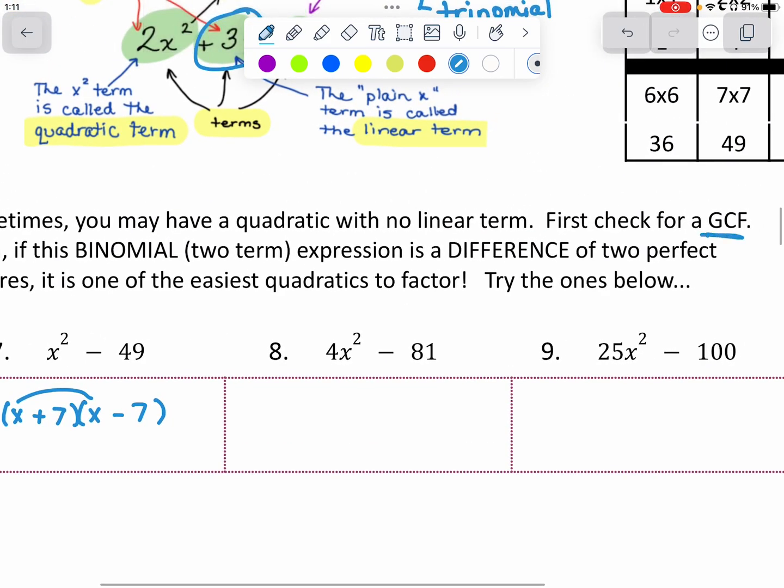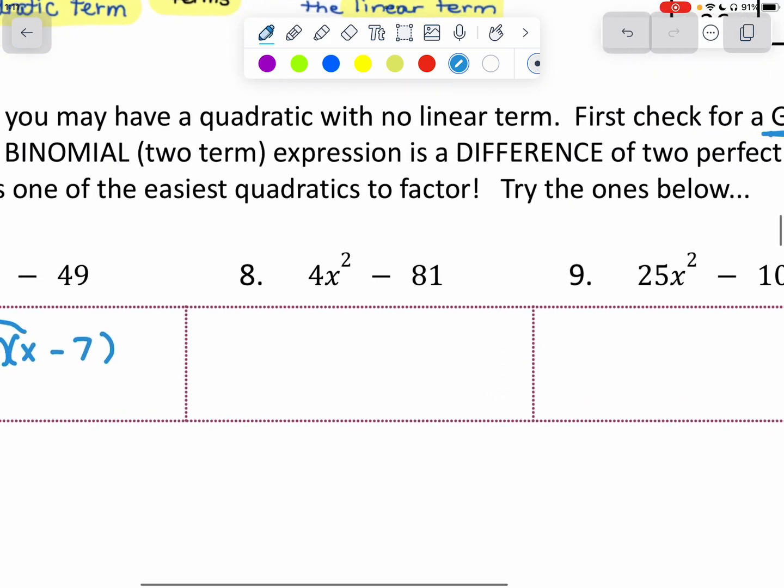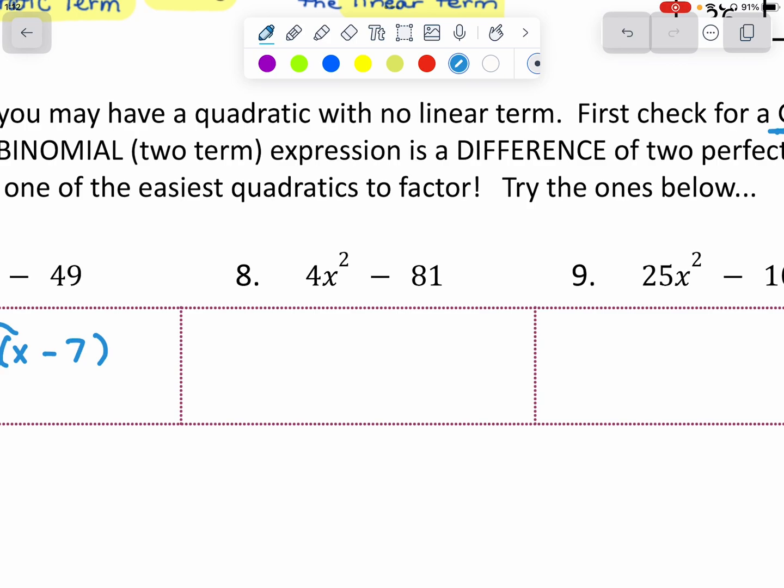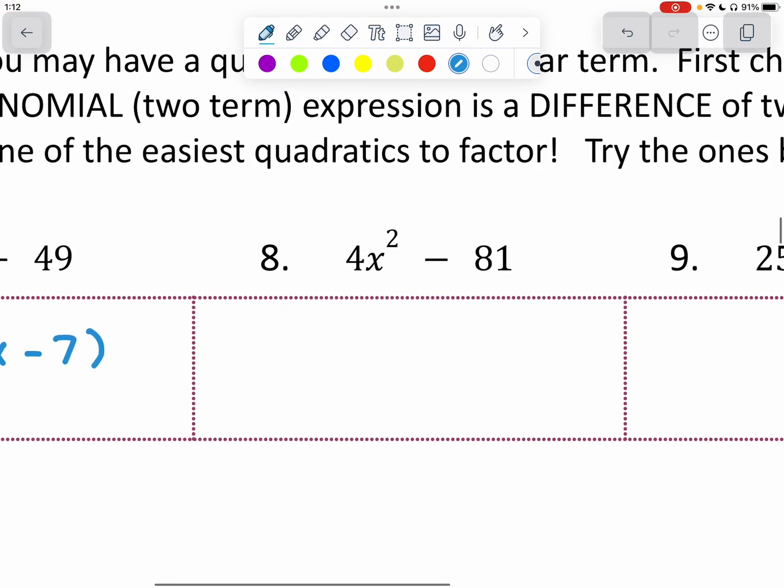Remember, you should first check for a greatest common factor. Every time, always, you should always check for a greatest common factor first. But there's no number that will go into both 4 and 81. But it is 2 terms, 1, 2. It is a difference of 2 terms, subtracted, and both of those terms are perfect squares. So it's going to be the product of the sum and the difference of the square root of each term. And that's it. 2x plus 9, 2x minus 9.